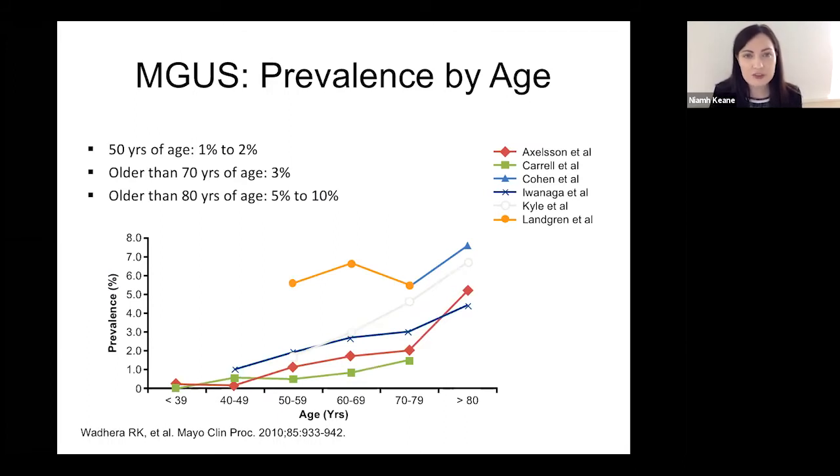Many different groups have studied the prevalence, or how much MGUS is out there in a given population, and we know that by age 50, 1 to 2% of us will have a detectable monoclonal paraprotein that will fall into the MGUS category. By the age of 70, it's approximately 3%, and over the age of 80, 5 to 10% of people will have one of these proteins detectable. So it becomes very common with age.